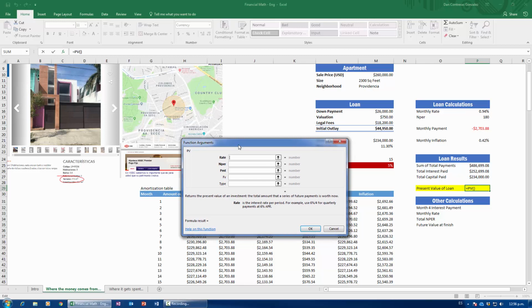Now, this is not about mortgage. This is about inflation. So it's not the monthly mortgage rate. It is the monthly inflation rate, all right? Number of periods. We're going to be discounting inflation throughout the whole life of the loan, 180 periods. And the payment amount. Well, the payment amount that we want to be discounting is this one, all right? It's this amount.